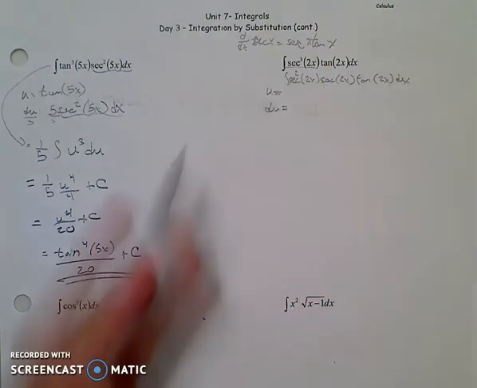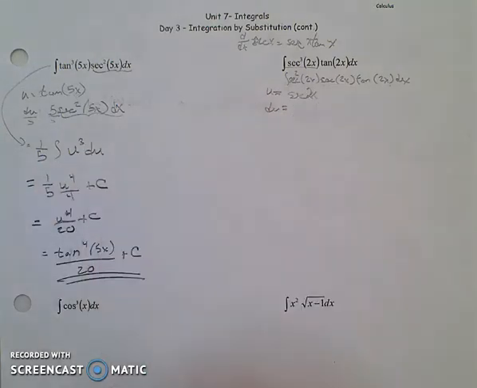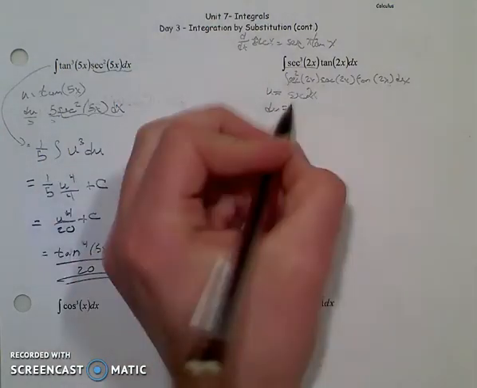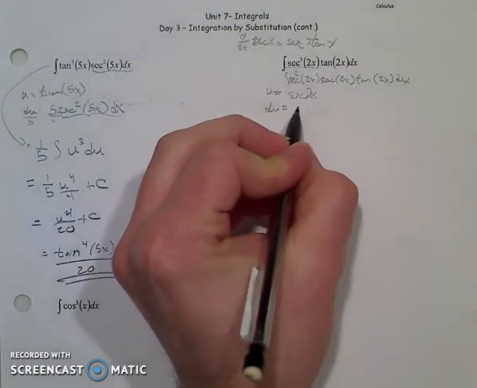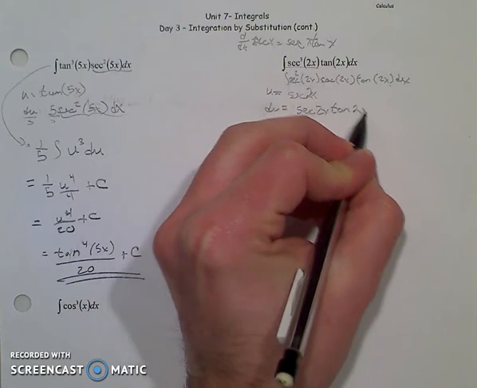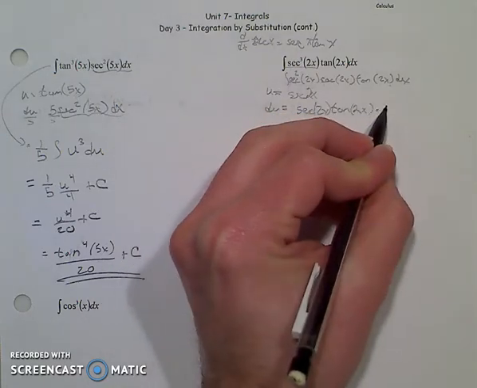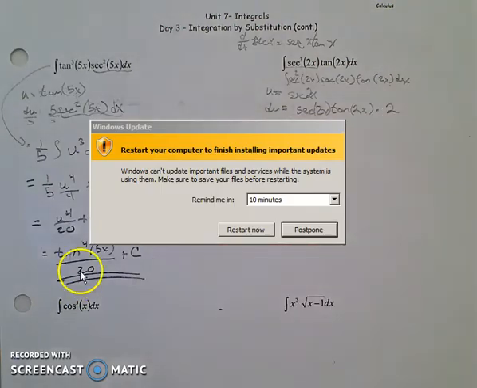So if we let u be secant 2x, and we let du, well, the derivative of secant 2x is secant 2x tan 2x, keep the inside the same, multiplied by the derivative of the inside, which is 2.